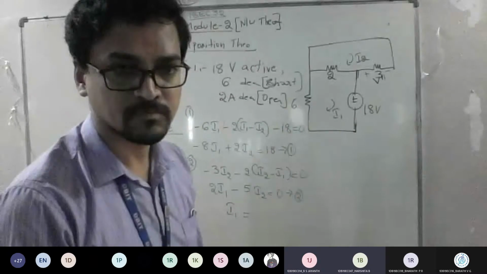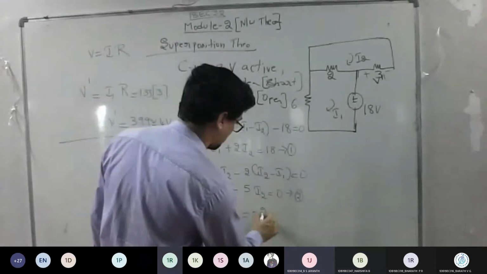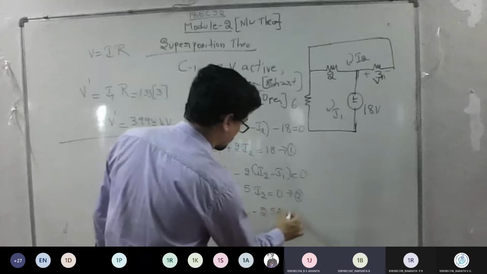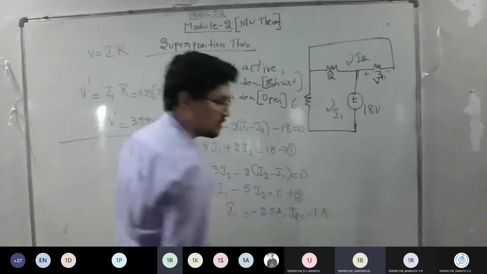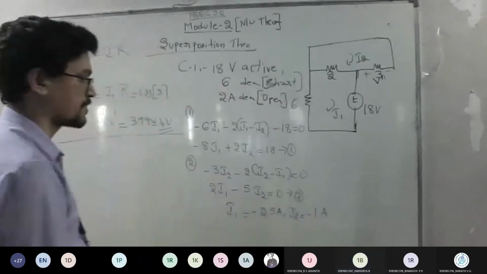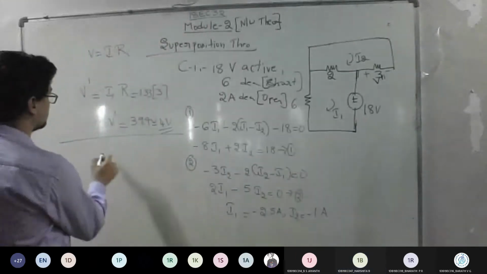Sir, I1 is minus 2.5. I2 is minus 1. Minus 1, yes, sir. Okay, fine. So everyone fine with this? So you got the second answer.